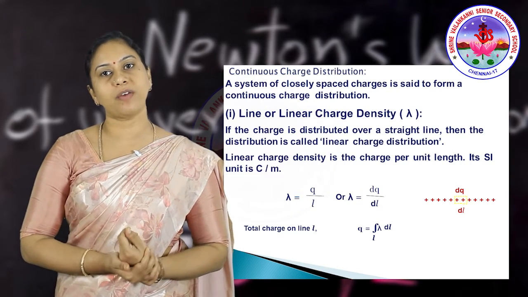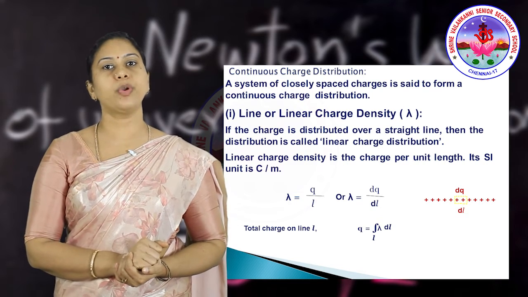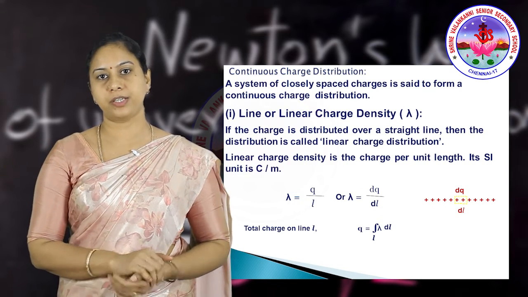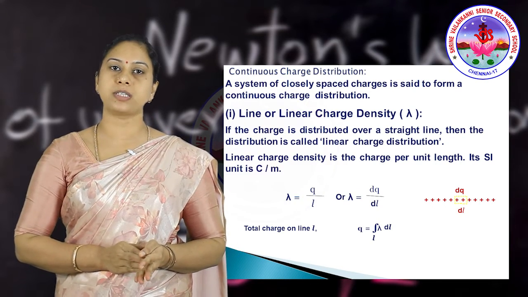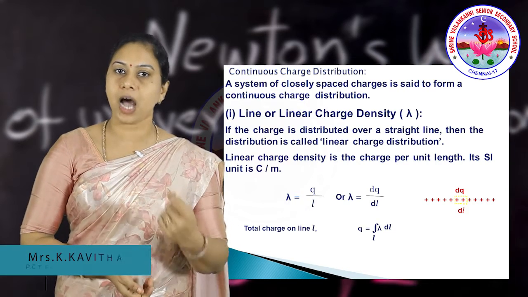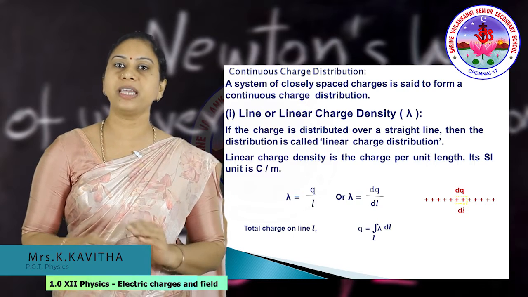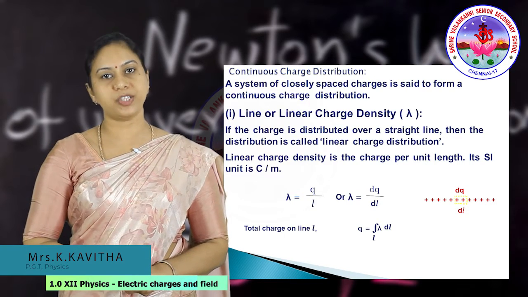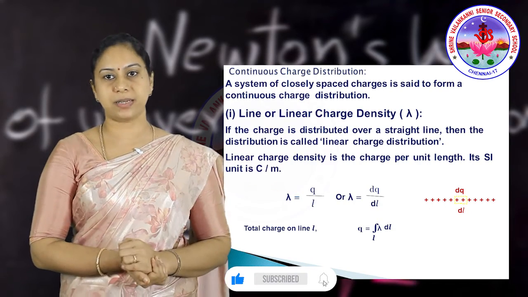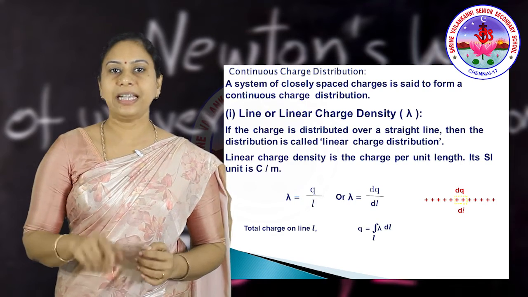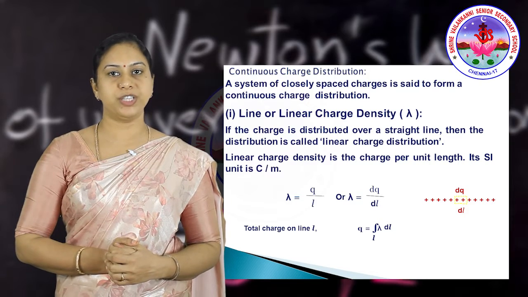So lambda, the linear charge density, is the charge per unit length. The SI unit is Coulomb per meter. So lambda is equal to Q by L, that is charge per unit length. Here we take lambda as dq by dl. We integrate it, then only we can get it for the whole system. So Q is equal to the integral over L of lambda dl.